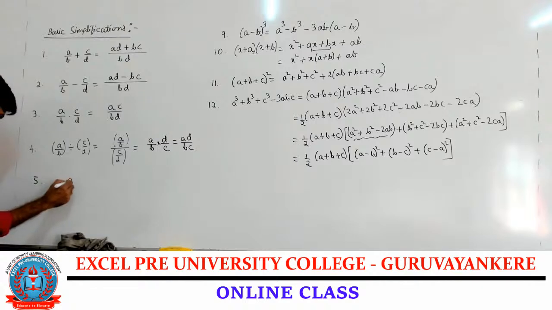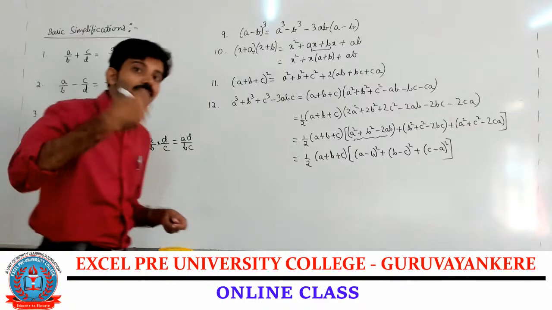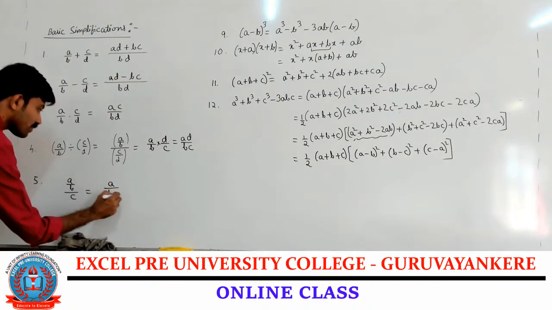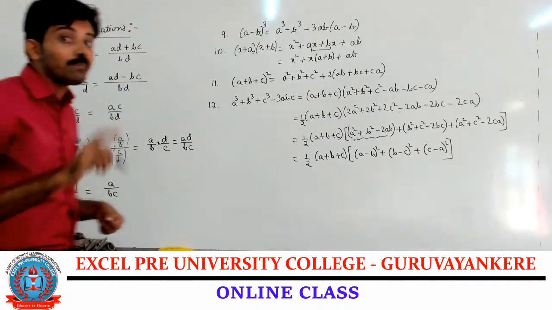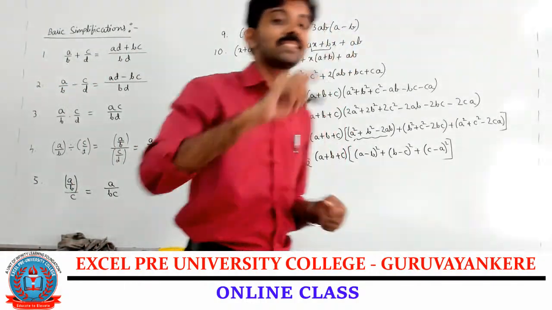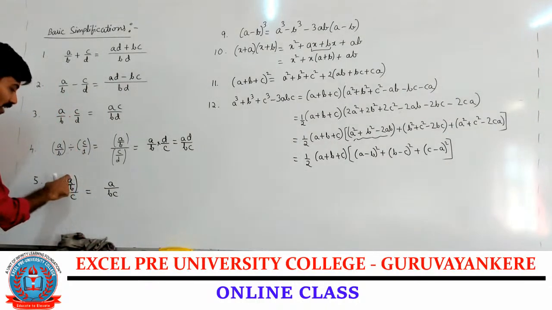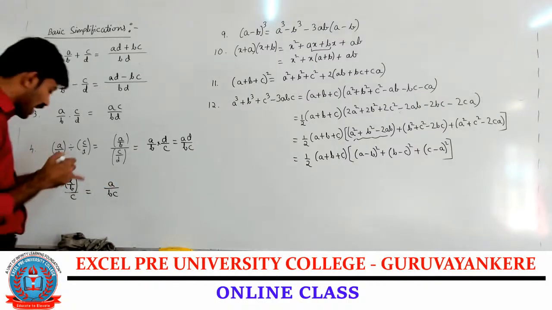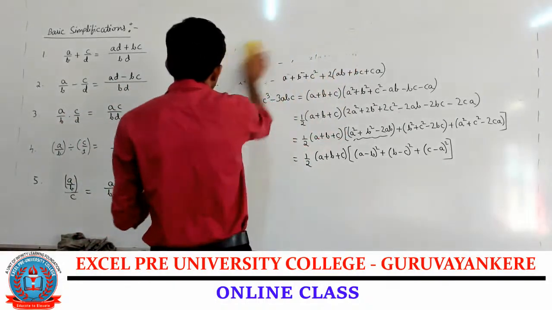Next, suppose I give a by b divided by c. A by b divided by c is equal to a by bc. Because a by b divided by c, dividing by c means multiplied by 1 by c. Dividing by a number means multiplied by its reciprocal. So dividing by c means multiplied by 1 by c. That is a by b into 1 by c. That will be a by bc. Also we have further a divided by b by c is what?